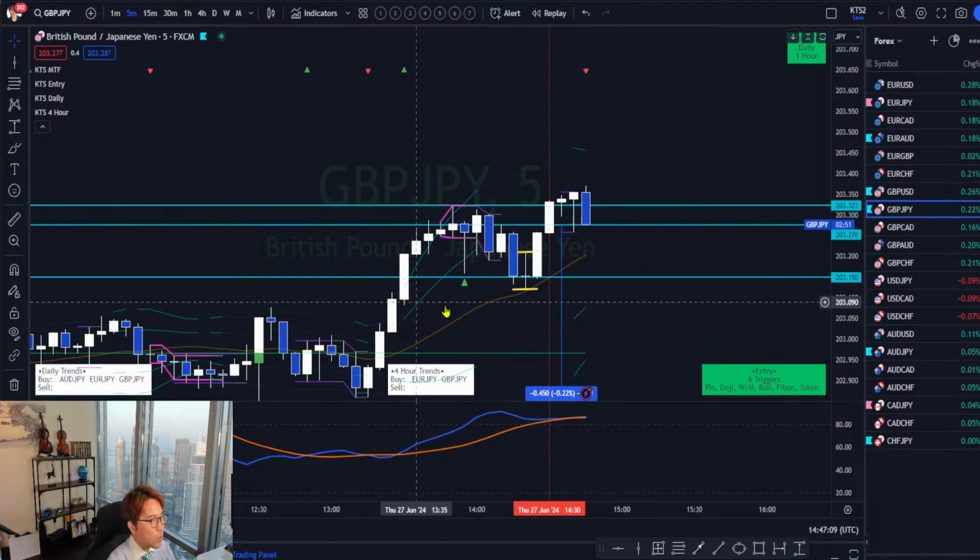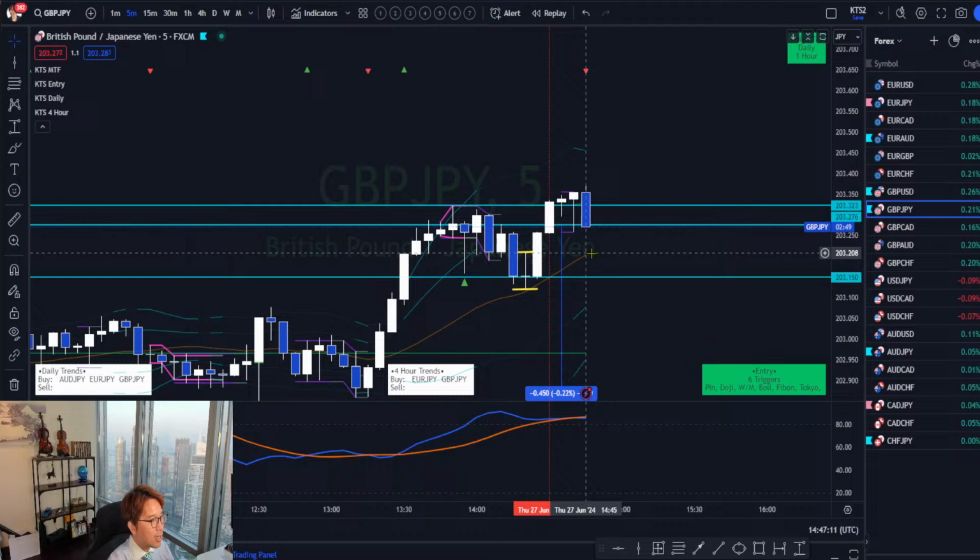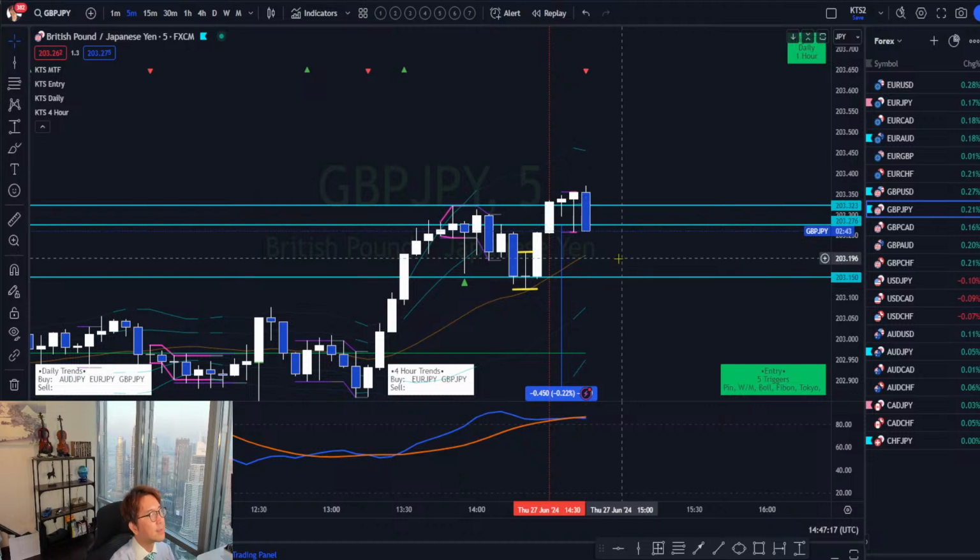So yeah, let's see. This one is now a bearish bar, but let's see. We still have 2 minutes and 46 seconds to close.